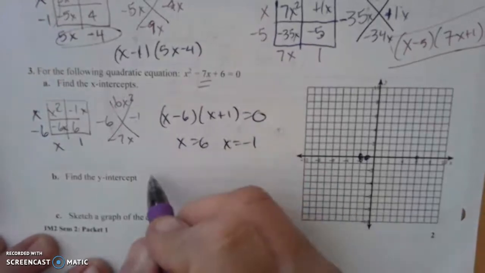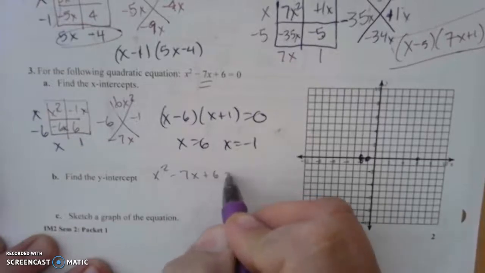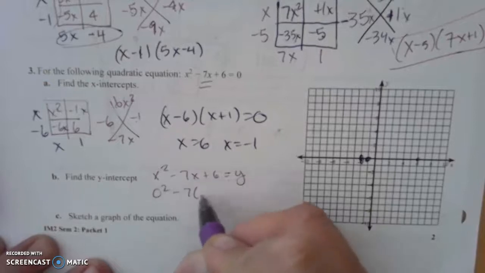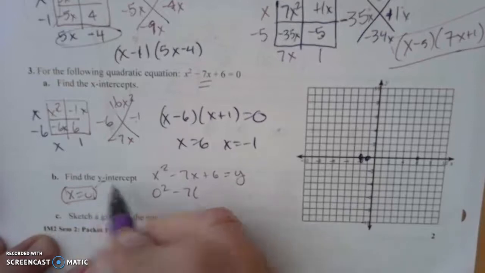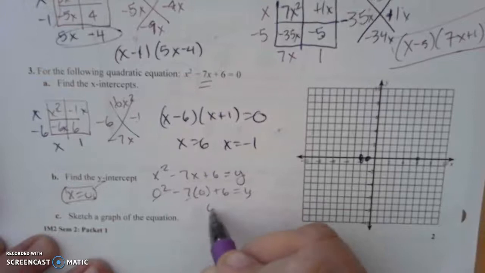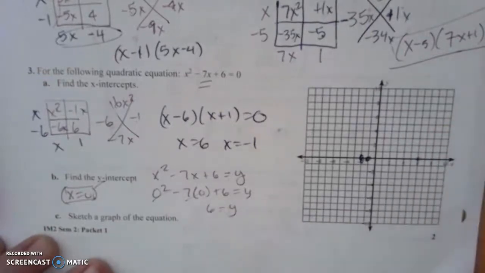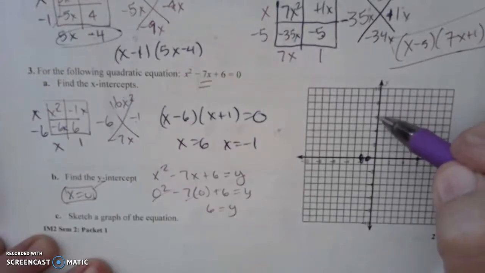To find the y-intercept, you take the equation x squared minus 7x plus 6, but instead of 0 we're going to say y, and then we're going to put 0 in for x. This is where x equals 0 on the y-intercept. 7 times 0 plus 6 equals y, so 0, 0, 6 equals y. So we come up here to 6. Something is not right. Let me think.